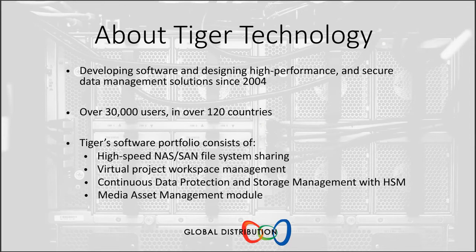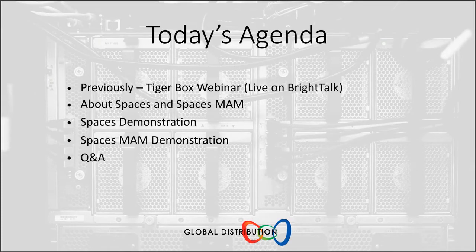For those of you who don't know who Tiger Technology are, they're a software vendor who have been developing solutions since 2004. They have over 30,000 customers, with licenses in over 120 countries so far. Their portfolio consists mainly of high-speed SAN and NAS file sharing software, virtual project management, which is Spaces, continuous data protection management and storage management with HSM, which is their Bridge product, and then their media asset management module, which is Spaces MAM. So Spaces and Spaces MAM is going to be the focus of our agenda today.